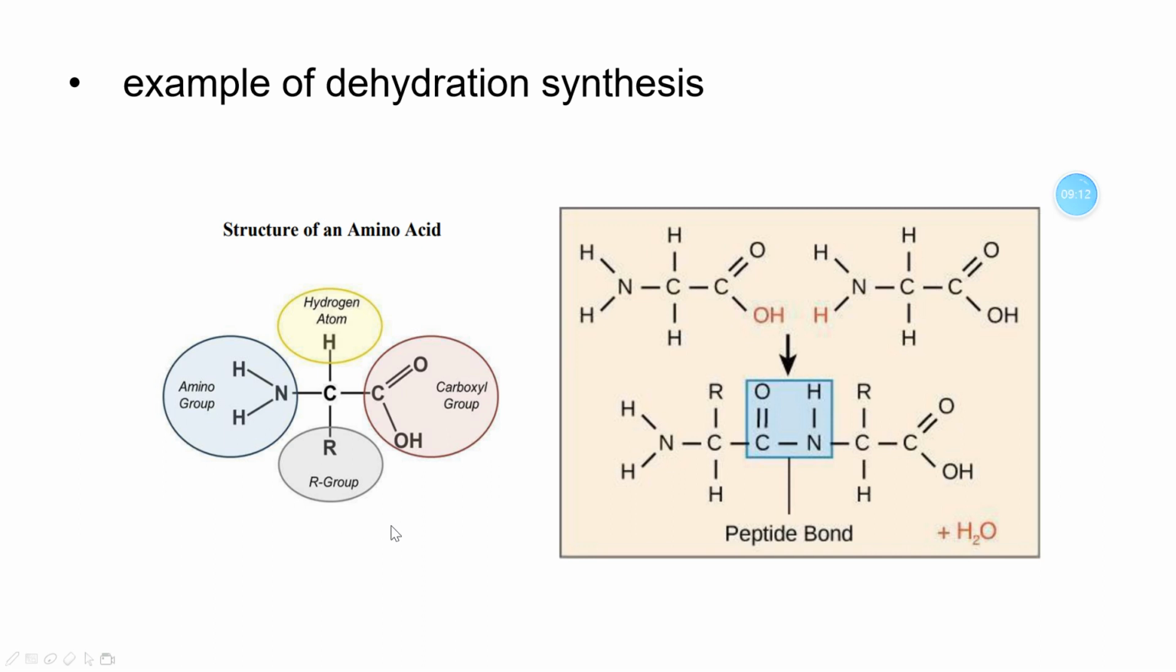This is the structure of an amino acid, and when it joins another amino acid, the carboxyl group and this one will combine with this one in another amino acid, and will form a water molecule to form the peptide bond, and lots of these amino acids will form a chain, and eventually they become the protein.